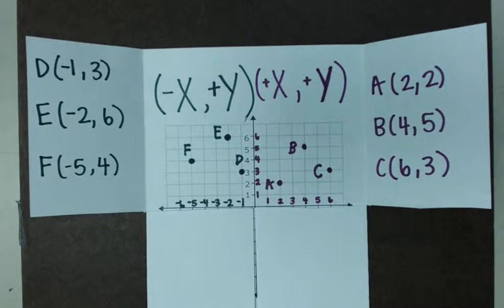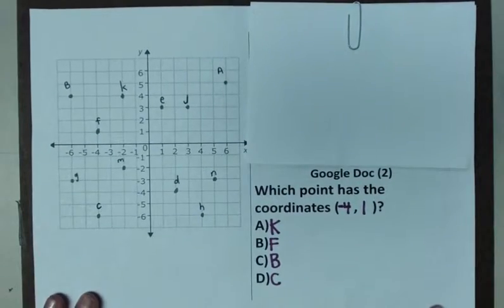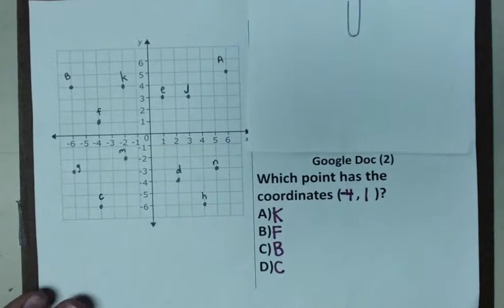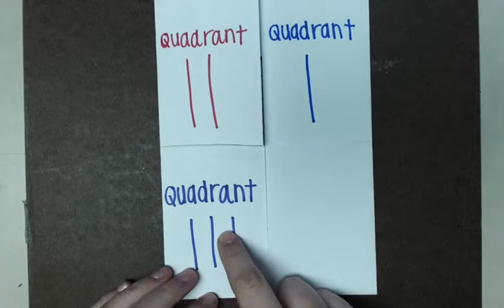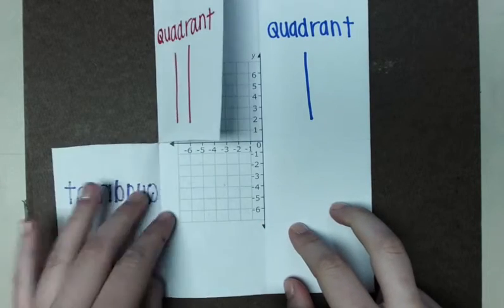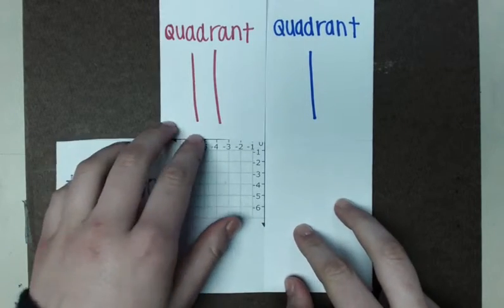Okay, and here is your Google Doc question number 2. Okay, so go ahead and label quadrant 3, it's going to be our next one, and then open it up and we will label the inside.